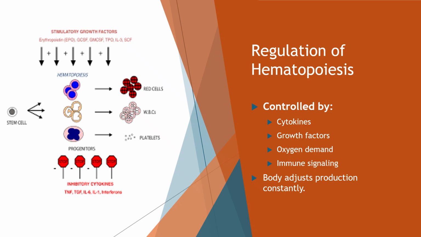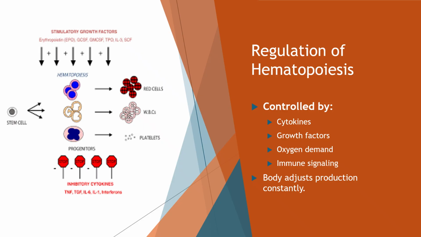All right, now we shift from what cells become to who's actually running the show. Hematopoiesis is not random cell production. The bone marrow is not just sitting there making blood cells because it feels productive that day. It is tightly regulated by signaling molecules that constantly monitor what the body needs. Think of bone marrow as a high efficiency manufacturing facility operating on real time demand. Production is controlled primarily by cytokines, growth factors, oxygen demand, and immune signaling. These signals either stimulate or suppress production depending on physiologic conditions.